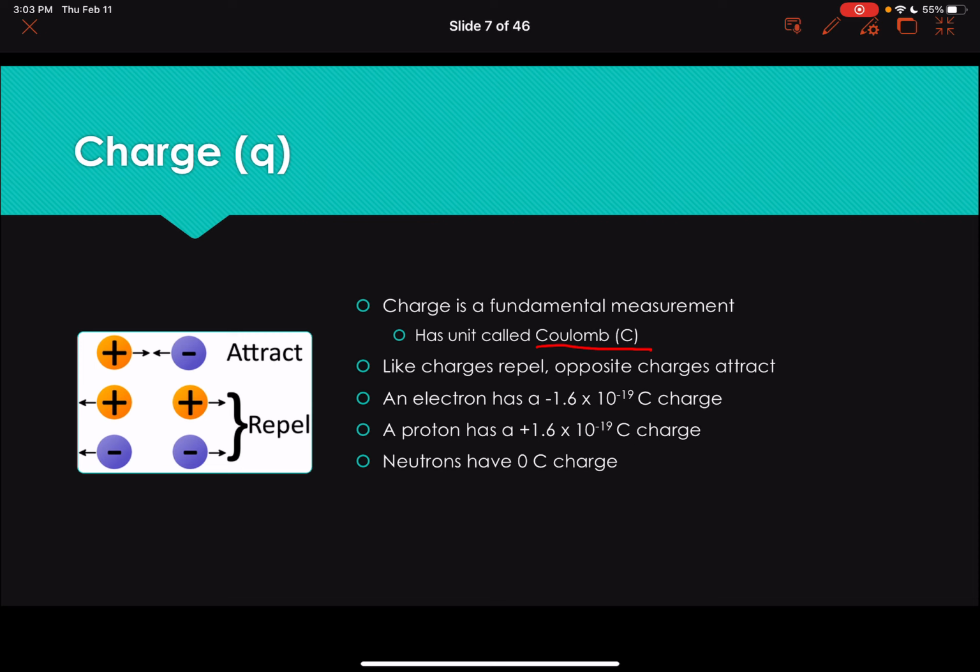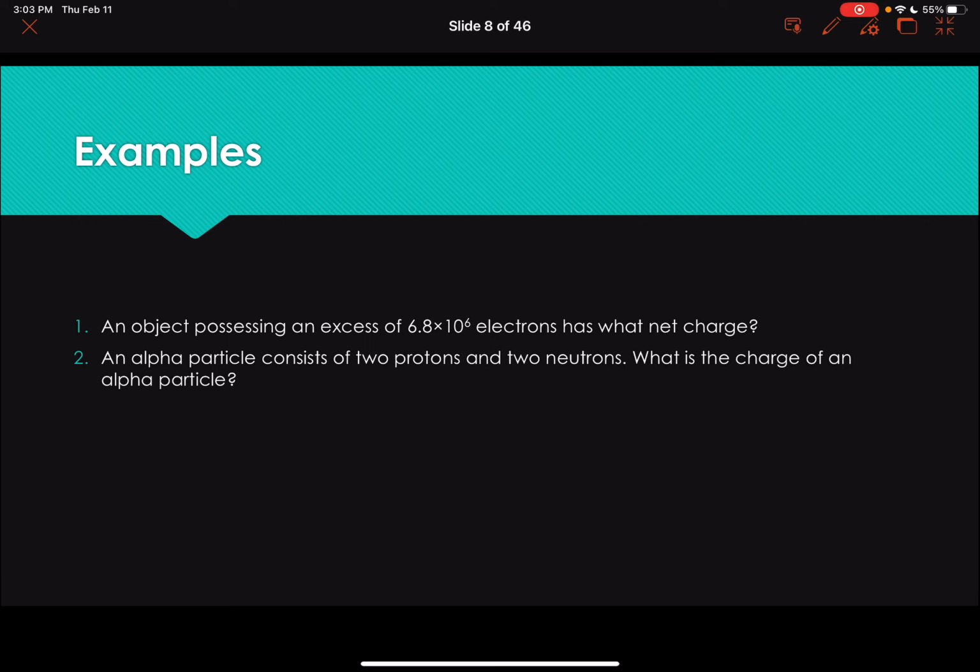That's a really small number, and we're going to be dealing with a lot of really small numbers. Protons have a 1.6 times 10 to the negative 19 charge. So they're equal charges, but one's negative, one's positive. Okay, so let's think of an example.